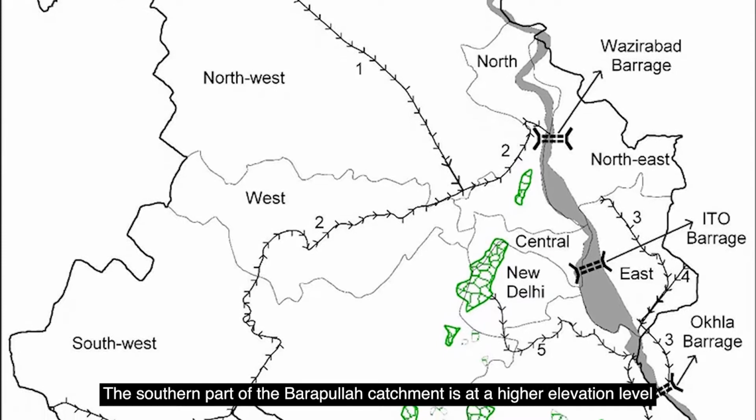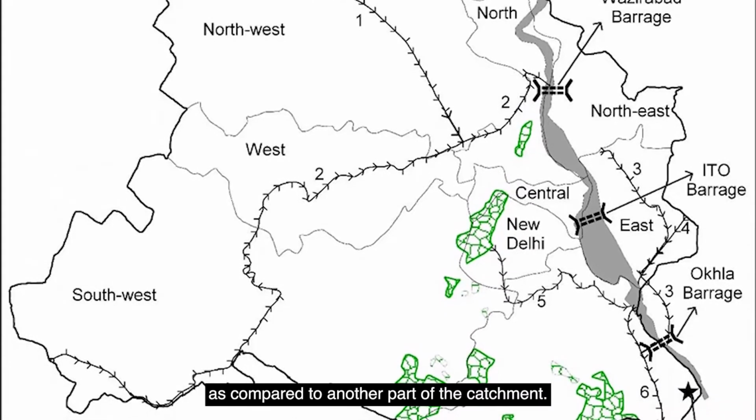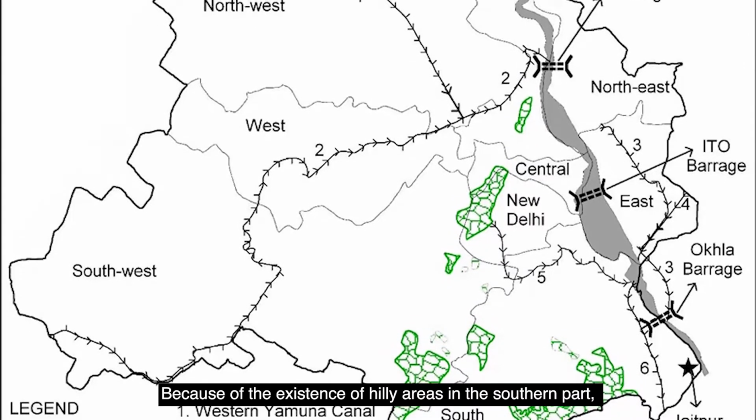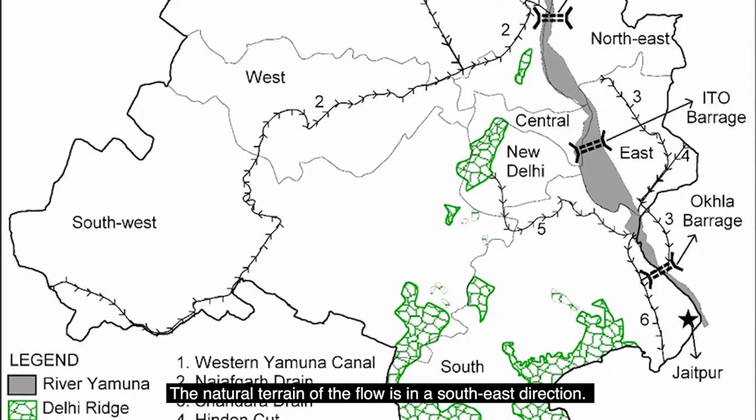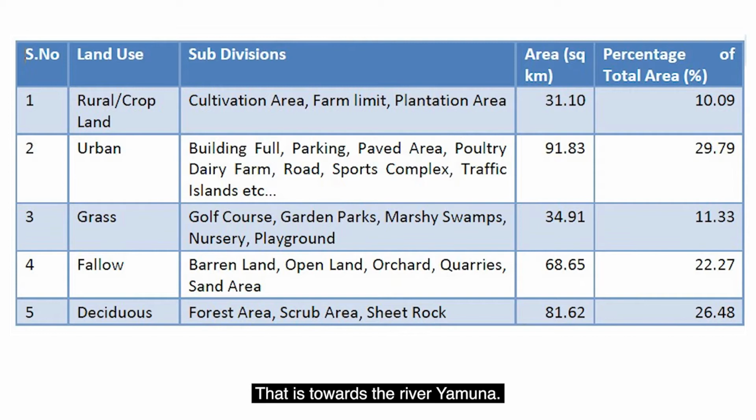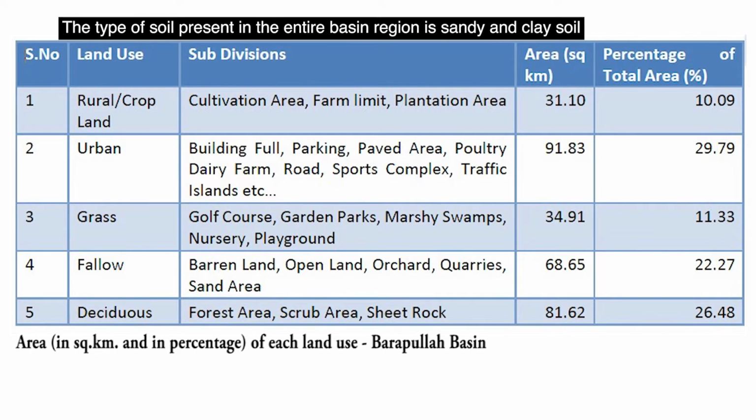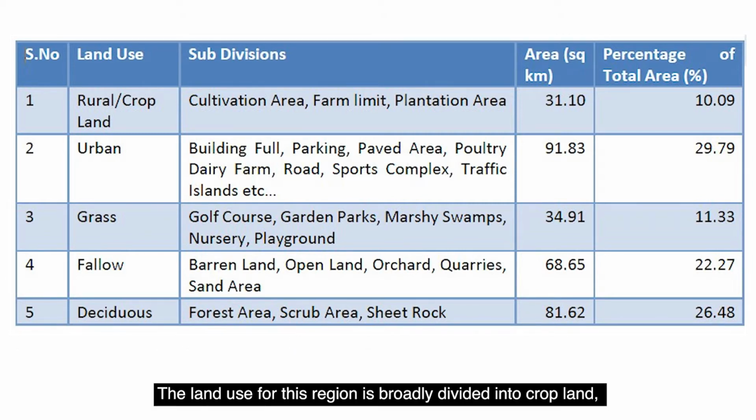The southern part of the Barapullah catchment is on higher elevation level as compared to the northern part of the catchment because of the existence of hilly areas in the southern part. The natural terrain of the flow is in southeast direction, that is towards River Yamuna. The type of soil present in the entire basin region is sandy and clay soil. The land use for this region is broadly divided into cropland, urban river and water bodies, grass and fallow lands.